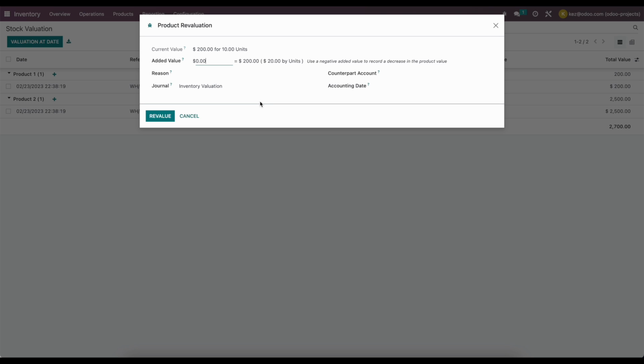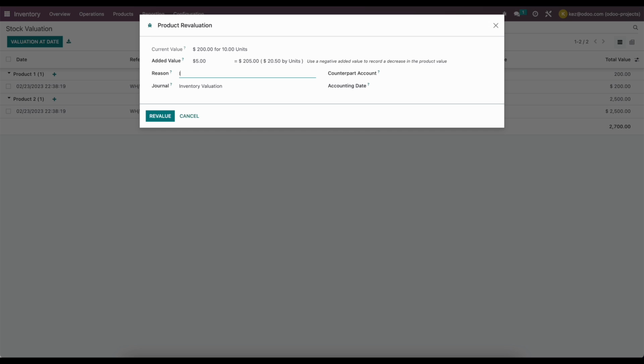Now, let's start with a positive value. So let's say that we want to revalue this at an additional value. Right now we're at $20 a unit. But let's say that we want to increase it by another $5 total. So the total value is going to be $205. And let's say, for example, this was because we had to move the product from one warehouse to the next warehouse, and we incurred some shipping fees, so the value of the inventory has increased.